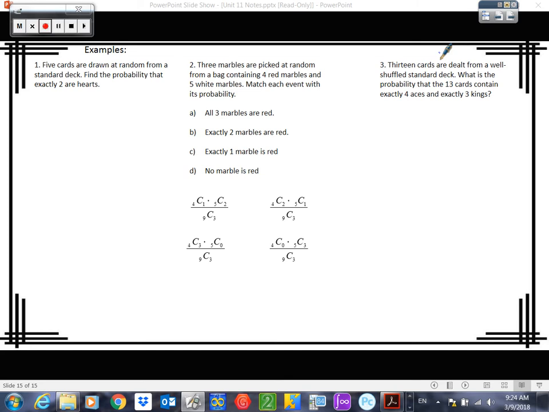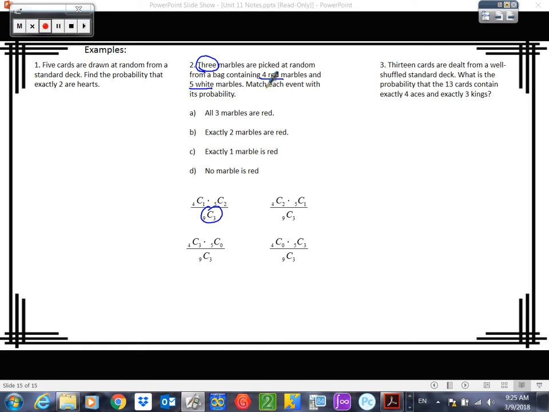Okay, so this is how many I'm choosing. I'm choosing 3 marbles. And I have 4 red and 5 white. So I have a total of 9 marbles. See how all the denominators are 9 choose 3? Right, because that's the total. They all have 9 marbles and I'm choosing 3 of them. So where we're going to have a difference is in the numerator. So let's check out what's going on. The first A says all 3 marbles are red.